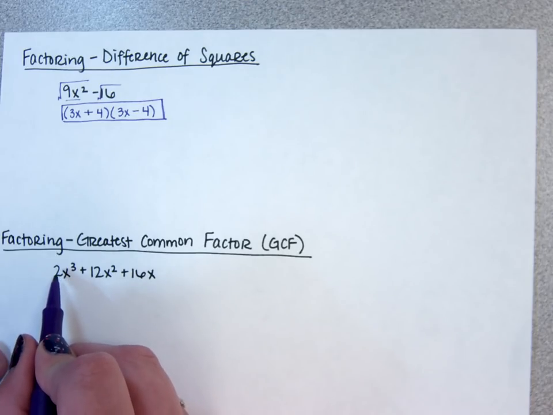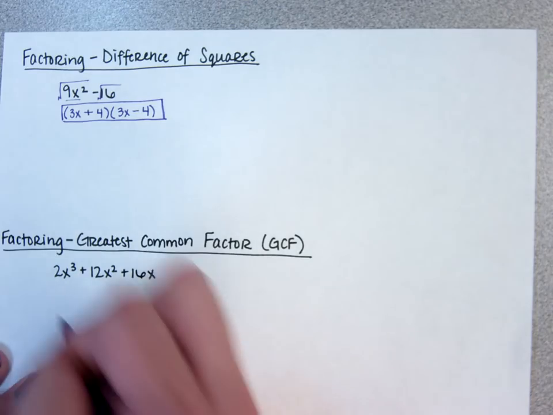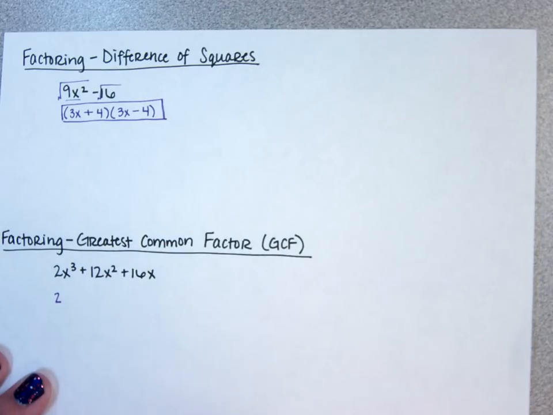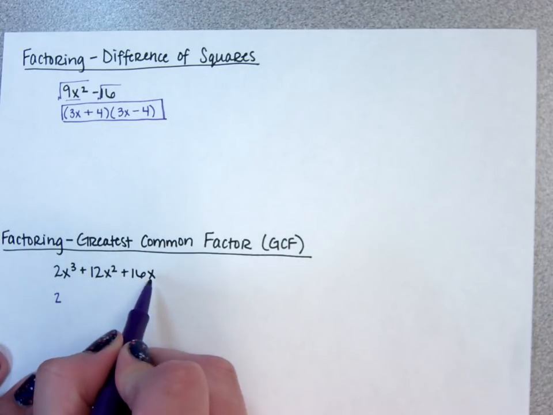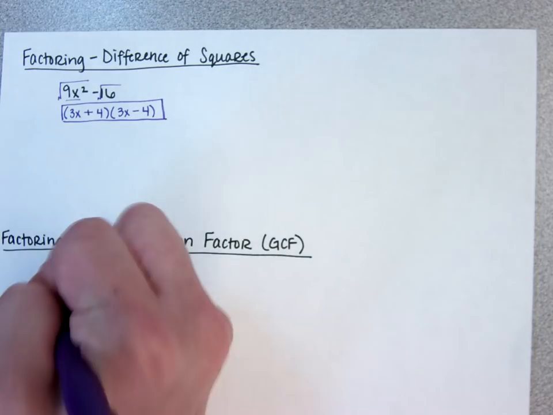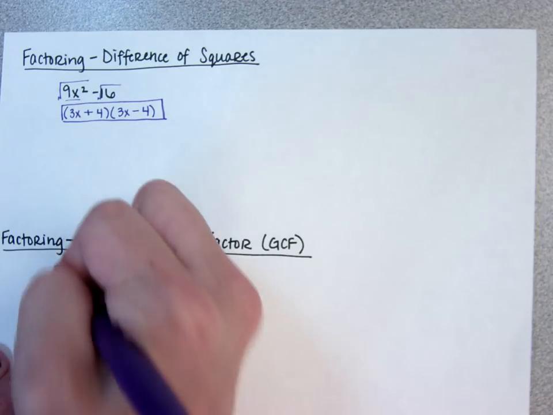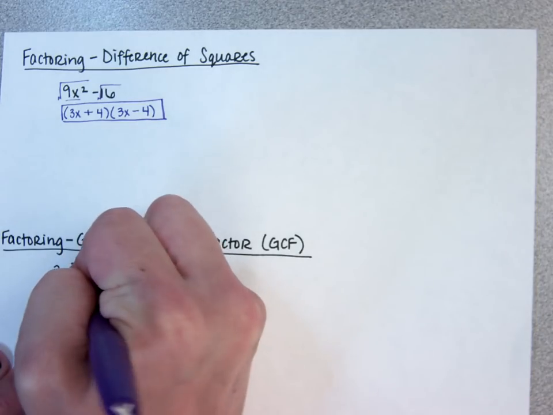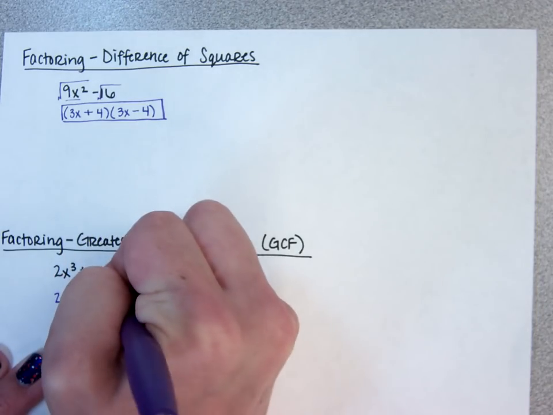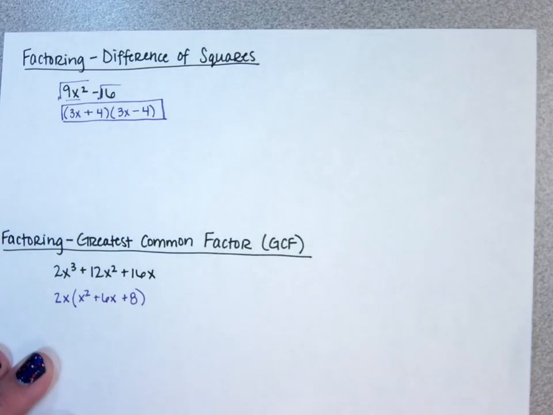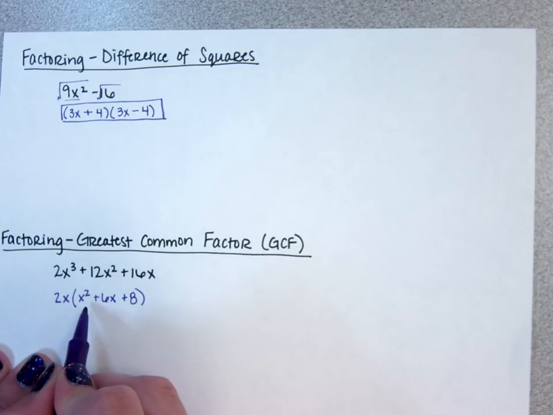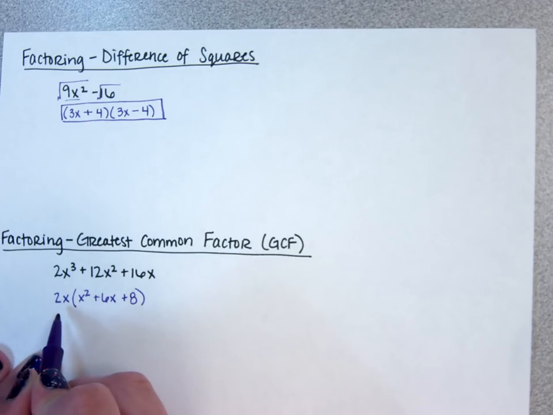So if I look at the numbers, I've got a 2, a 12, and a 16. I know I can factor out a 2 from all of those. And then the variables, x cubed, x squared, x. I can factor out an x from each of those as well. So when I do that and I factor out the 2x, I'm going to end up with x squared plus 6x plus 8. Okay, not completely factored yet because this trinomial here can be factored as well. The 2x needs to stay with it. It is considered a factor of this.